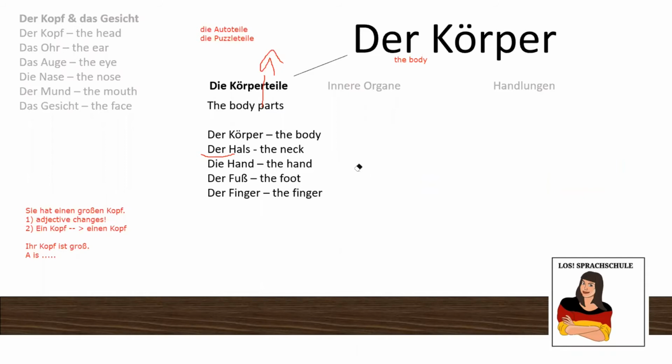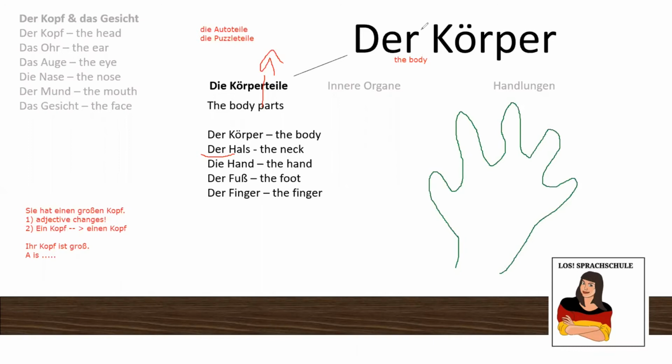Die Hand, the hand, der Fuß, the foot. Okay, this is easy. And then we have the finger. It's even almost the same in English. And I want to give you some more specifying vocabulary. Der Daumen, the thumb. Der Zeigefinger is the second finger. And zeigen means to point out. So if you are a pirate, you know what I mean. You always point out with your second finger like this, right? So this is the Zeigefinger.